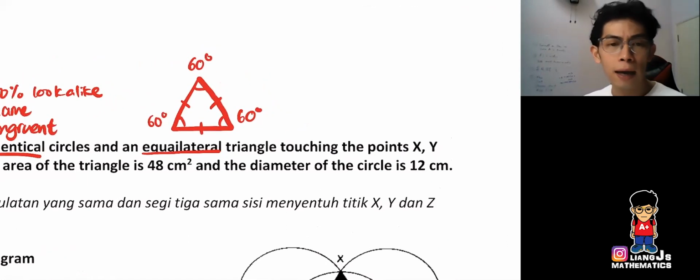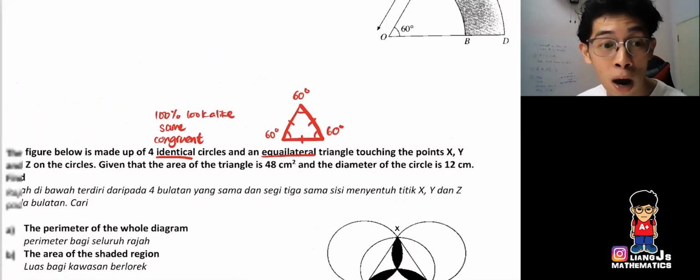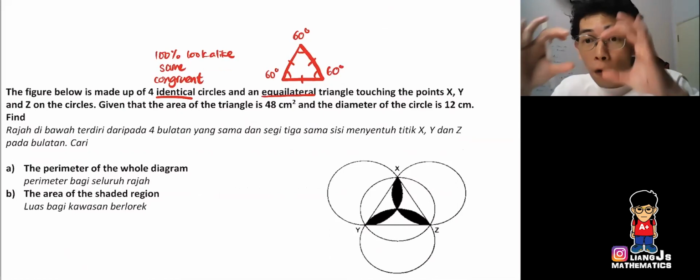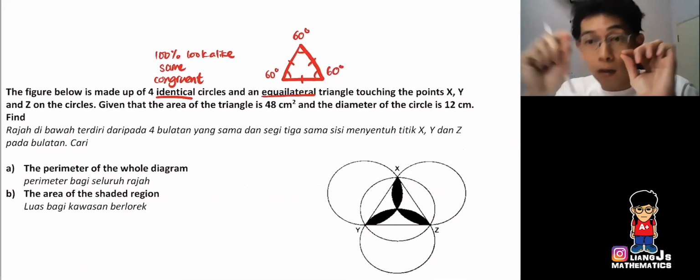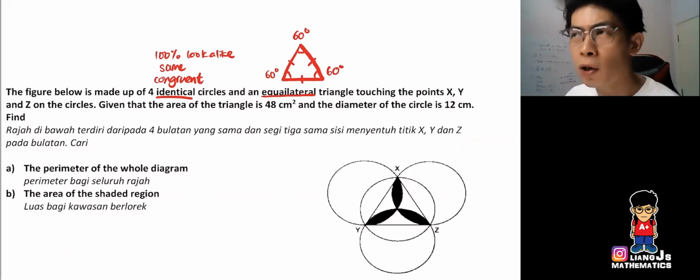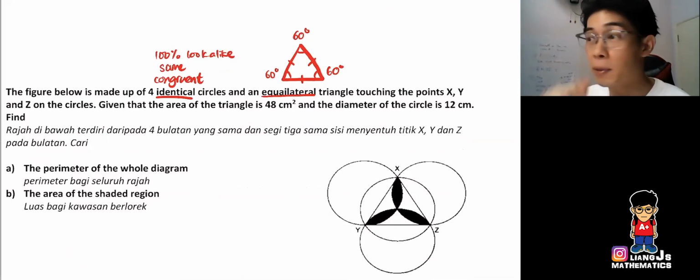Then it says the equilateral triangle touches points X, Y, Z on a circle. So these 4 identical circles intersect and hit those X, Y, Z points. Let me tell you something. Not to say it's interesting, because a student might say, teacher, of course you say interesting because you know maths. Now let me tell you something. If 4 identical circles hit those X, Y, Z points, right?